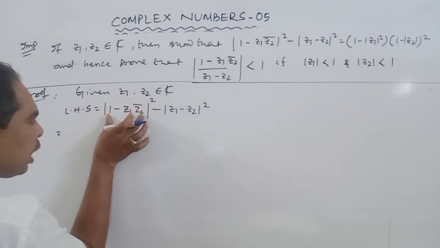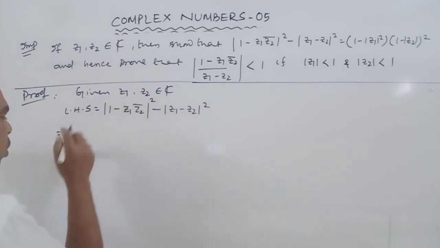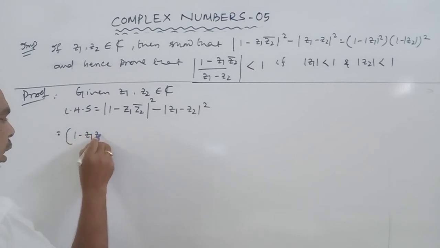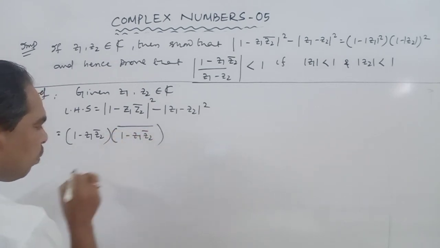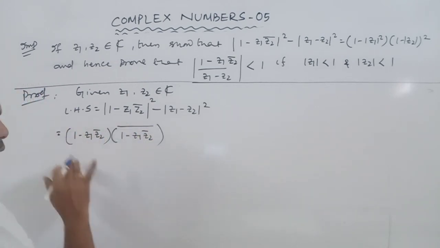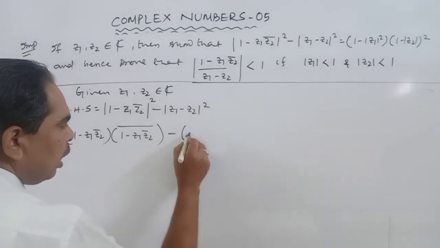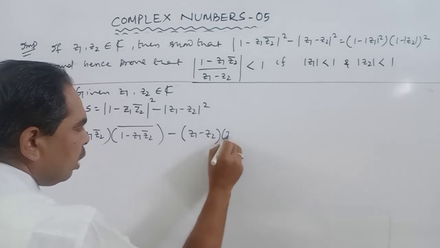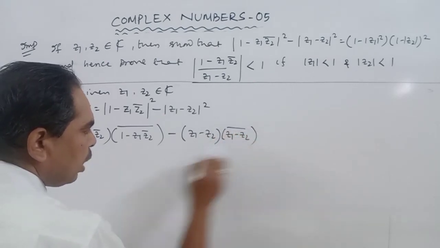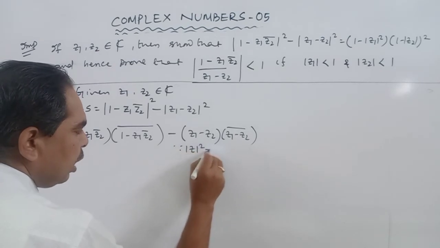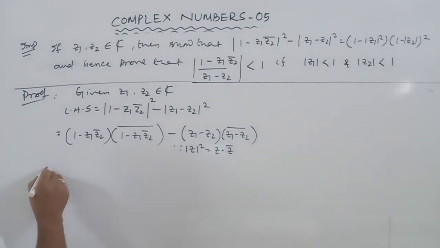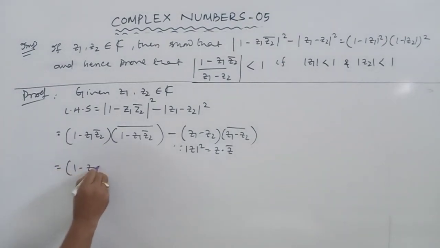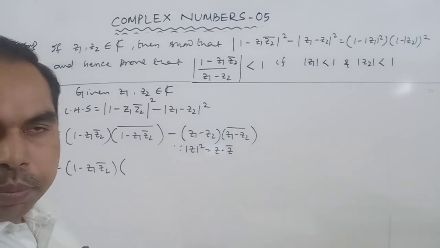So mod z square means z into z conjugate, that is (1 minus z1 into z2 bar) into (1 minus z1 into z2 bar) whole bar, which equals mod z square. Similarly, for z1 minus z2 into z1 minus z2 whole bar, since mod z square is equal to z into z bar. Okay. So 1 minus z1 into z2 bar is the first term; next, z1 minus z2 whole bar is equal to z1 bar.